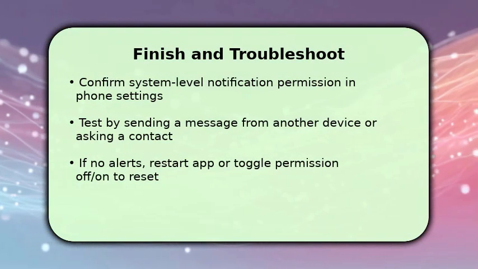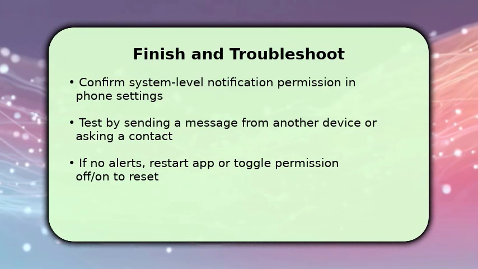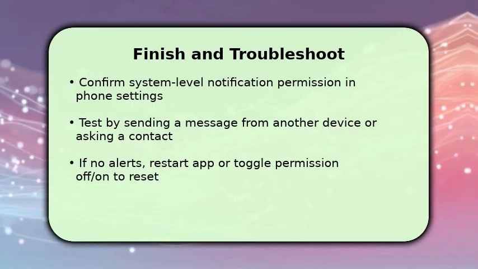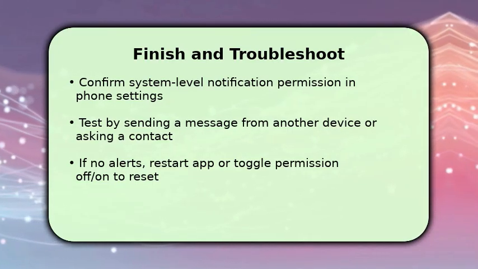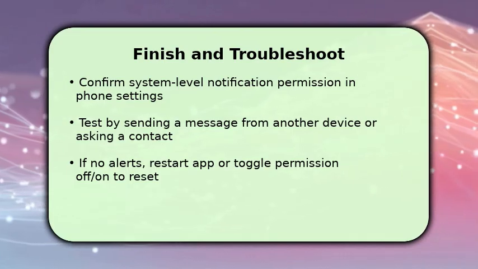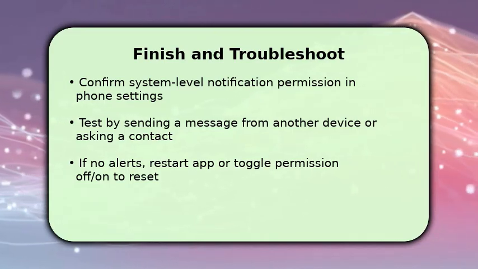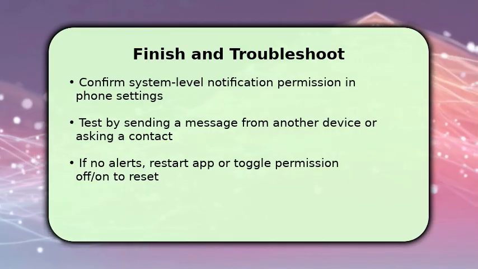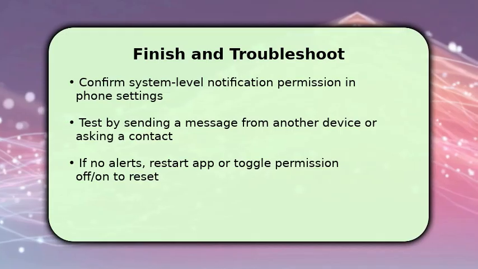Finally, verify your phone's system notification permission for Viber. Open your device settings, find apps, select Viber, and ensure notifications are allowed. Then test by sending a message from another phone. Watch for sound, banner, and lock screen preview. If nothing appears, force close Viber, reboot your device, and recheck toggles.